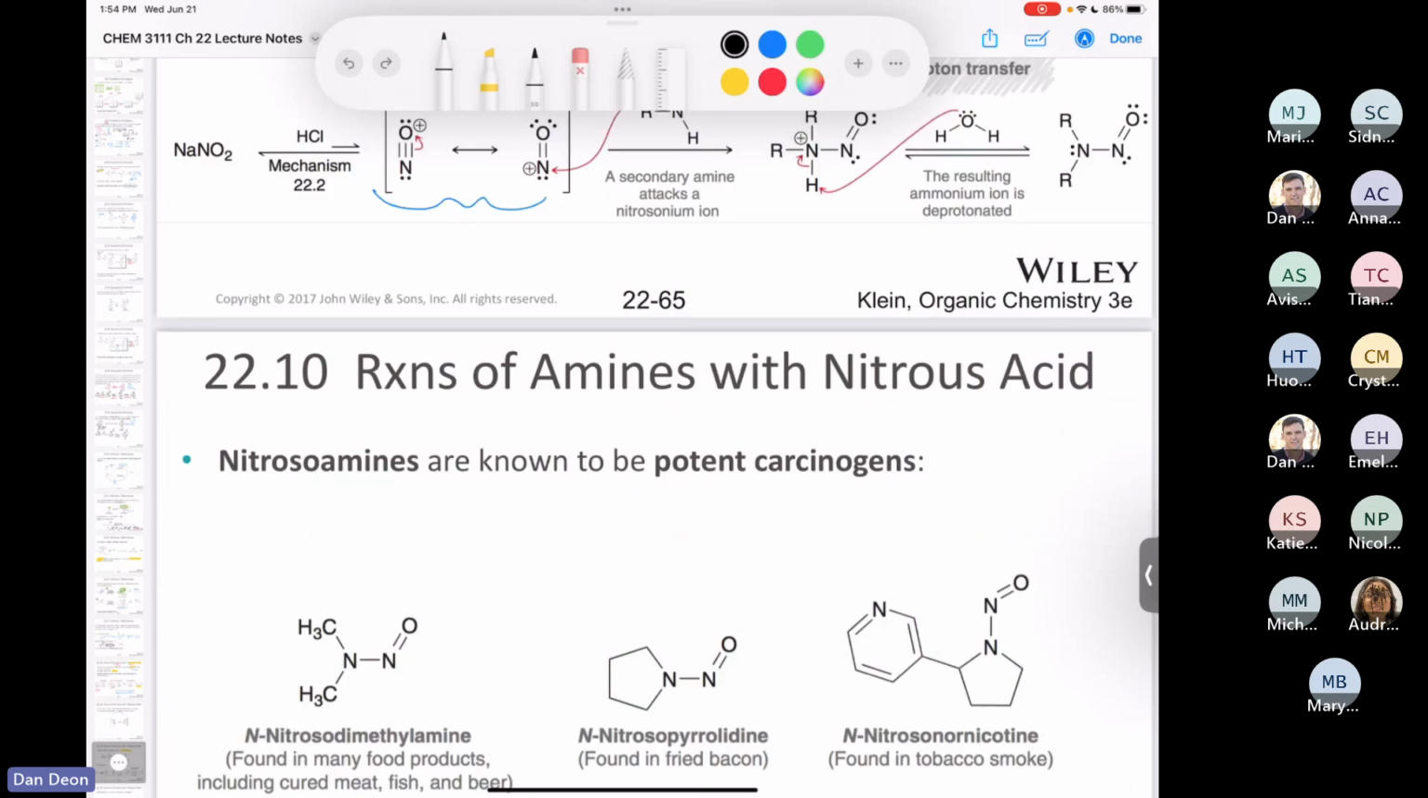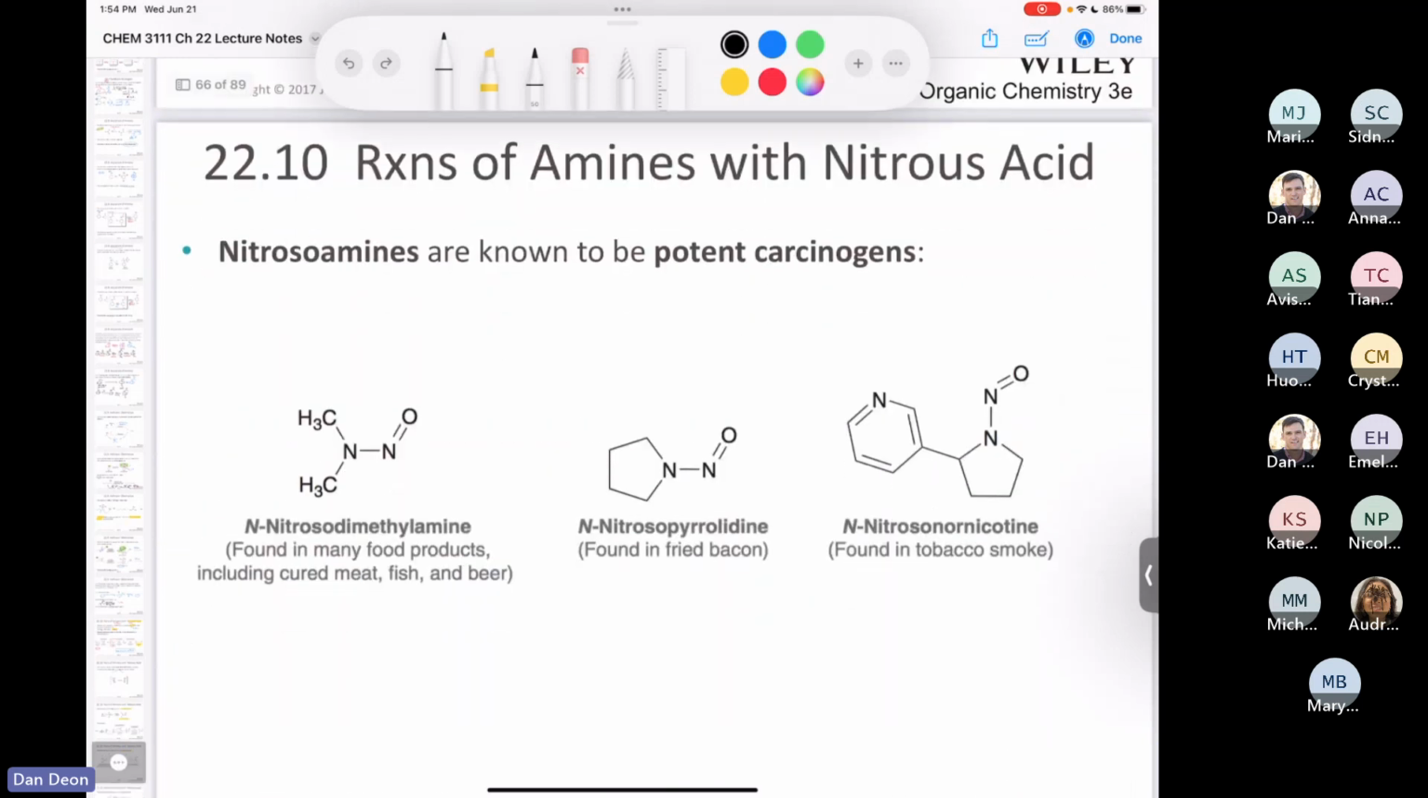Well, it turns out there isn't a whole lot of use for us as Chemistry 3111 students in an N-nitrosamine. In fact, they're potent carcinogens, and you should know that something that is carcinogenic is something that is known to cause cancer. And you can see all these N-nitrosamines. The first one here is N-nitrosodimethylamine. This is a derivative of dimethylamine, obviously. That's found in things like cured meats and beer.